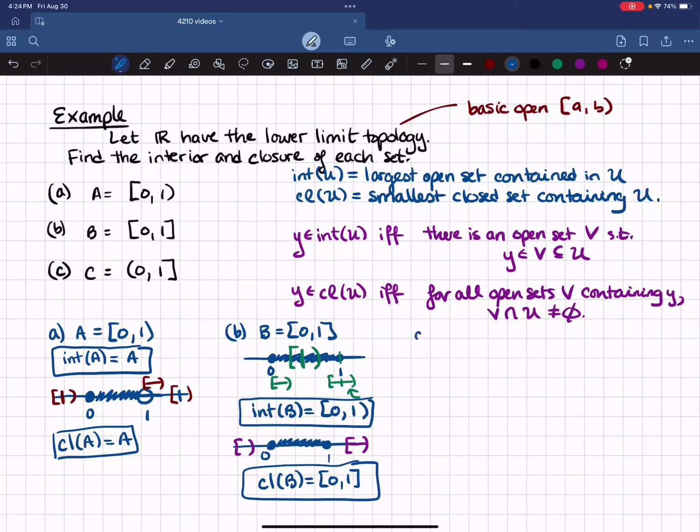And then finally, the third set is the interval from 0 to 1, not including 0, but including 1.